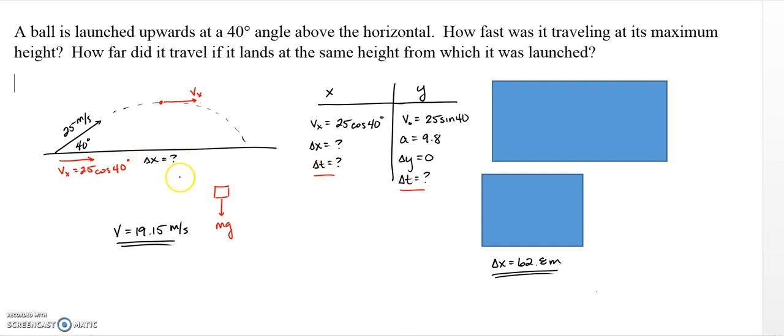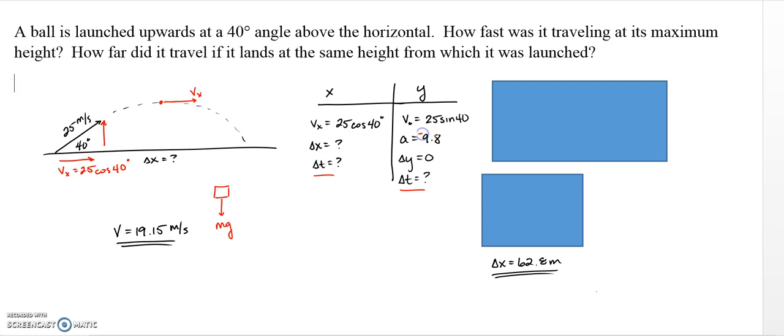And I want to figure out how far, so I listed my x-plane. All I know is the x velocity. I don't know the displacement. I don't know time. So I go to the y-plane. Well, on the y-plane, my initial velocity is 25 sine of 40. That's this piece right here. I know the acceleration is negative.